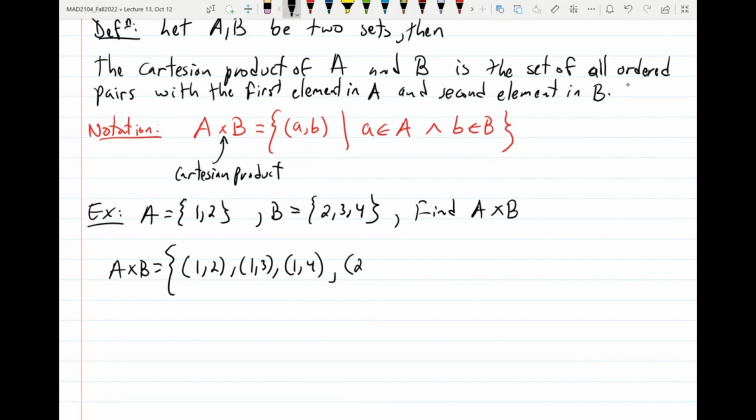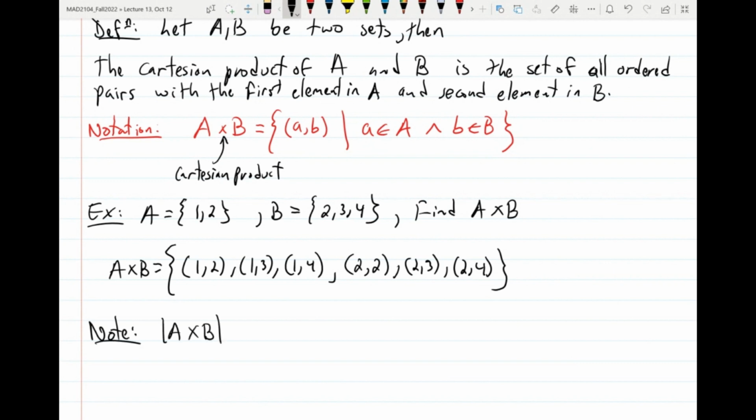What are they? (2, 2), (2, 3), and (2, 4). And then that's it, because we don't have more elements of A. In other words, for each element of A, we have these many pairs, right? The size, the cardinality, of B. So just by looking at this little example, what can we say about the cardinality of the product?